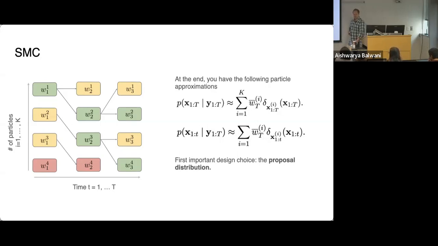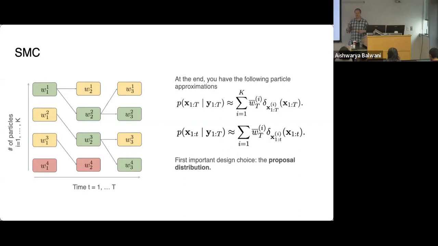Quick question. I missed what are bad weights? Are those the weights that are large or small? Small. Good weights are big. Okay. Bad weights are small. Yeah, because bad weights are essentially particles that have low probability under the dynamics model or under the likelihood.